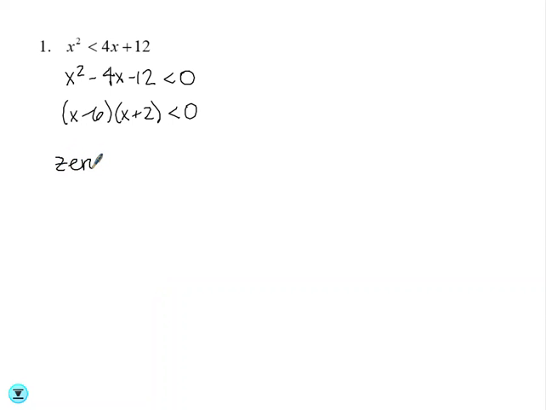Our zeros are 6 and negative 2. Our excluded values, well, this is a polynomial, so there are no excluded values. Now I want to make a number line and use my zeros and excluded values.